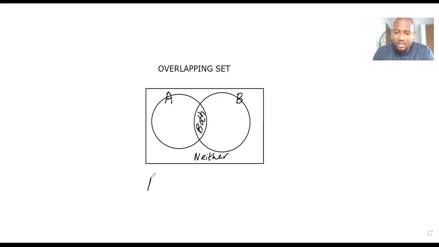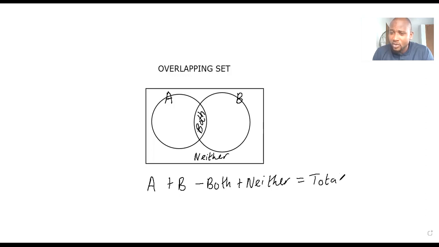Take note of this formula: everything in A plus everything in B minus everything in both, plus neither, will always give you the total elements in the universal set. In some questions you may not have neither, and in some you may. So just take note of this: when you don't have neither, your neither is 0.